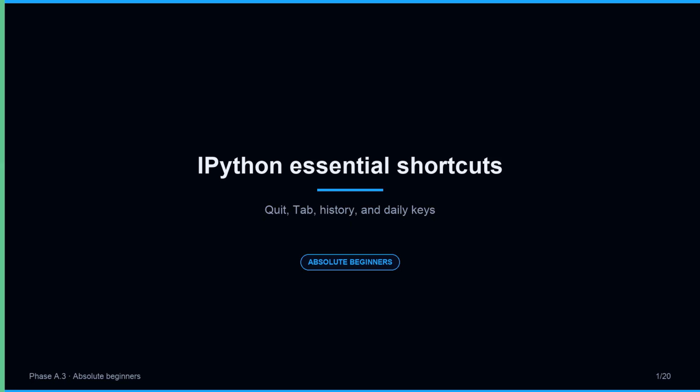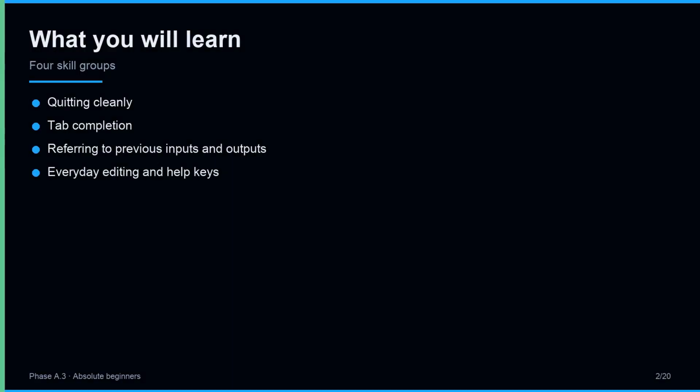One lesson, one idea, then we stop. Hold this thought, the next slide builds on it gently. Four groups only: how to quit cleanly, how tab completion works, how to refer to previous commands and outputs, and a short list of everyday editing and help keys. Master these and daily practice feels smooth. Especially remember, quitting cleanly. When that feels clear, continue, there is no rush.